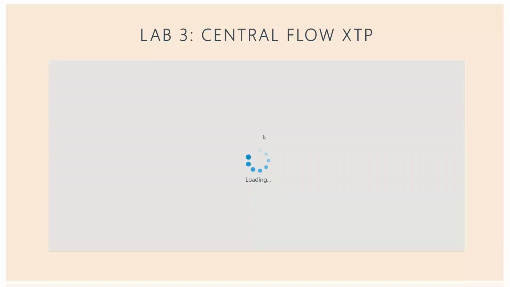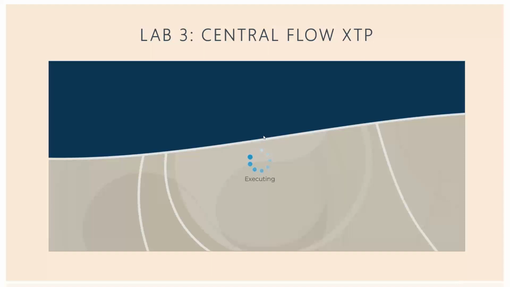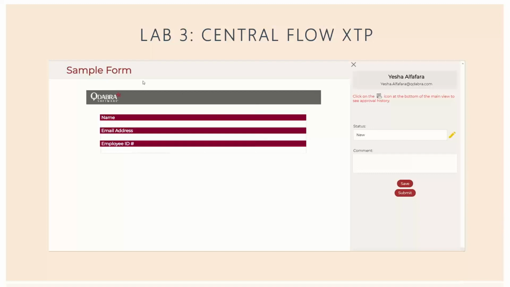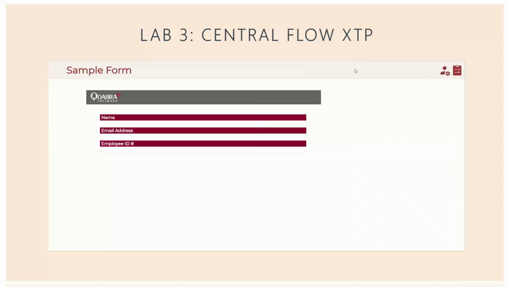In lab 3, here's where we've introduced the newest solution that we've built for your approval needs. It's the central flow solution. It's like an all-in-one approval package that you can add to your forms in just minutes. It's actually an XTP with all the rules built into it, so there's no need to add a separate approval logic to your forms. It offers a lot of features.